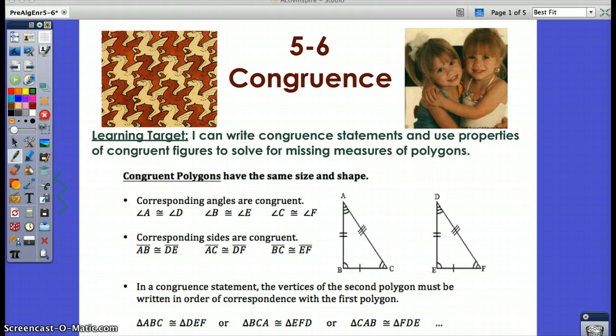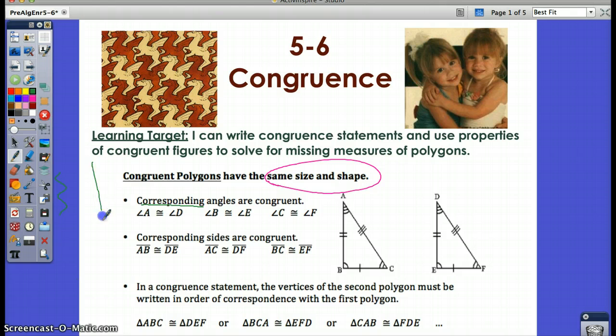So congruent polygons have the same size and the same shape. They're exactly the same. A triangle cannot be congruent to a quadrilateral. A triangle can be congruent to another triangle, though, only if they're the exact same size and shape. In congruent polygons, corresponding angles are congruent. Corresponding means that they relate to each other.